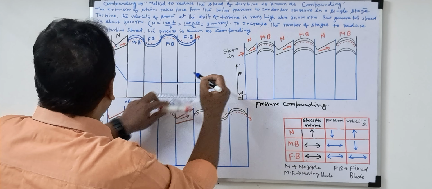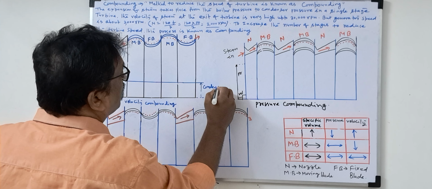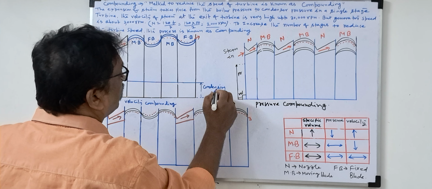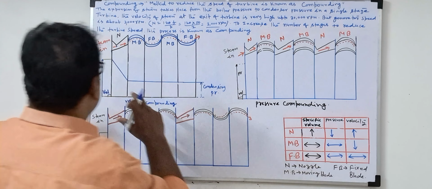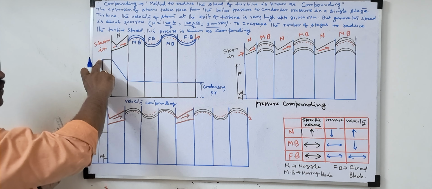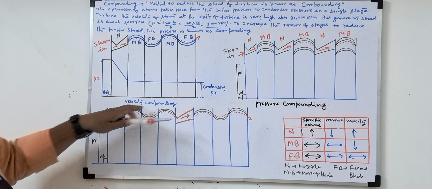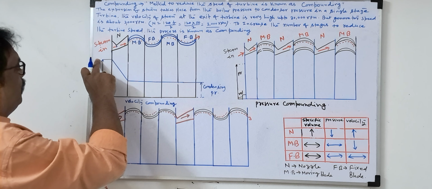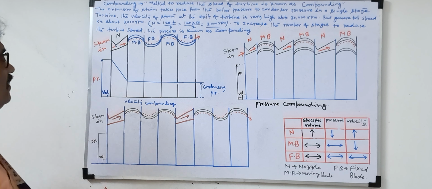Now you see here, this is called the boiler pressure, and this is called the condensing pressure. The expansion of steam takes place from boiler pressure to condenser pressure. Why do we call it the boiler pressure? Because steam is generated in the boiler, and that same high intensity steam is supplied to the nozzle in velocity compounding. So the boiler pressure is converted into condensing pressure as it passes through the various blades.